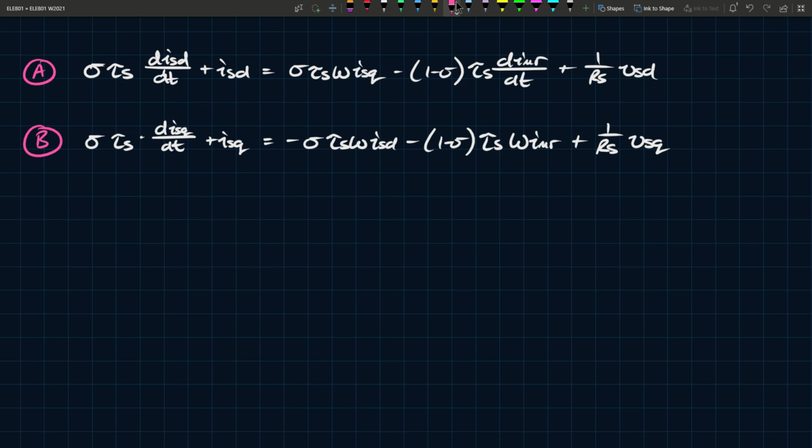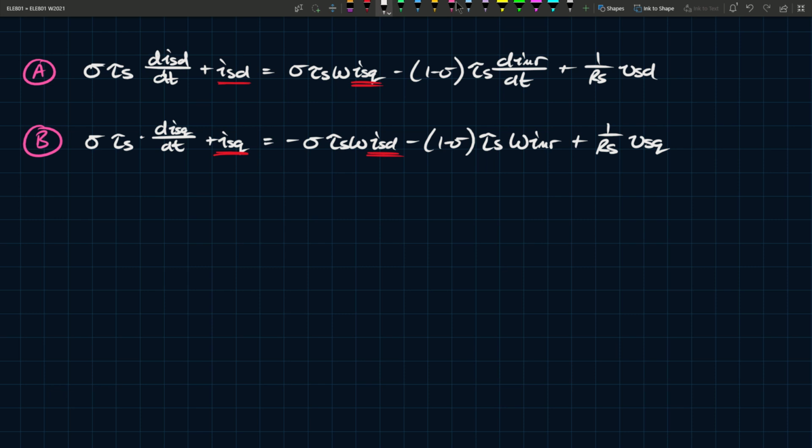You'll see that equation A relates ISD to VSD, and equation B relates ISQ to VSQ. But you'll also see that the equations are coupled. And they are coupled because this is ISQ, but this is ISD, and this is ISD, but this is ISQ. Now, this is not an issue because we have methods, and I'll show them in a second, by which we can decouple these equations through control implementation. Little tips and tricks that you can apply. But the important thing here is to look at now steady state. What do these equations look like in steady state?